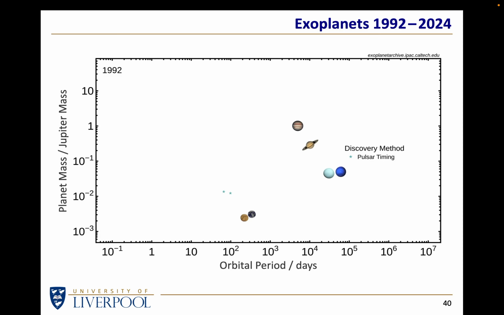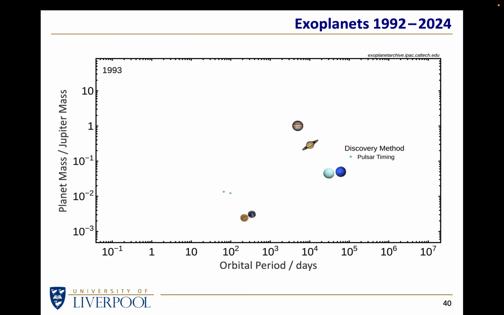This is just a little graphic that gives us an idea of how things have changed. We're going to look at how exoplanet numbers have changed from 1992 to 2024. Each dot here represents a planet. On the vertical scale is how massive the planet is, and the horizontal scale is how long it takes to go round its host star. Our own planets have been placed here, again, just for context, so you can see what's happening.